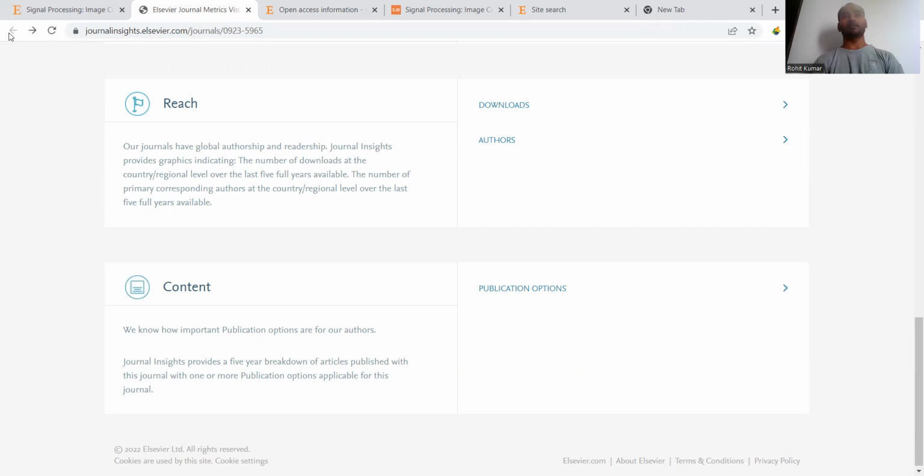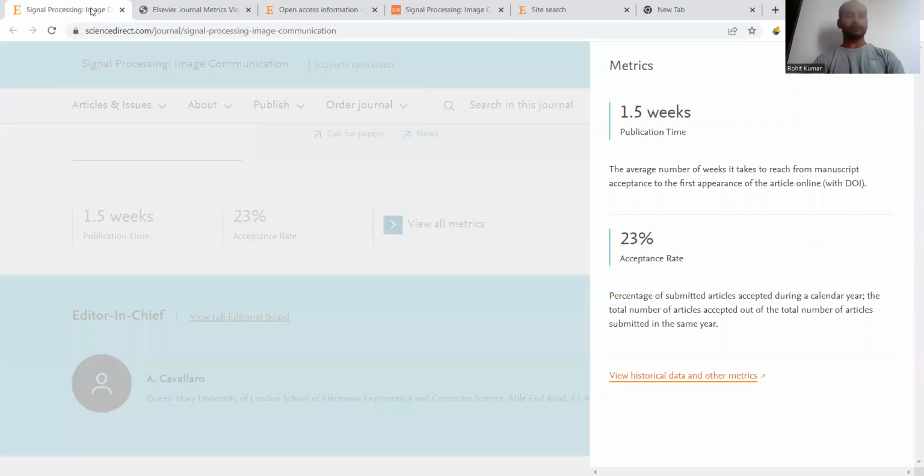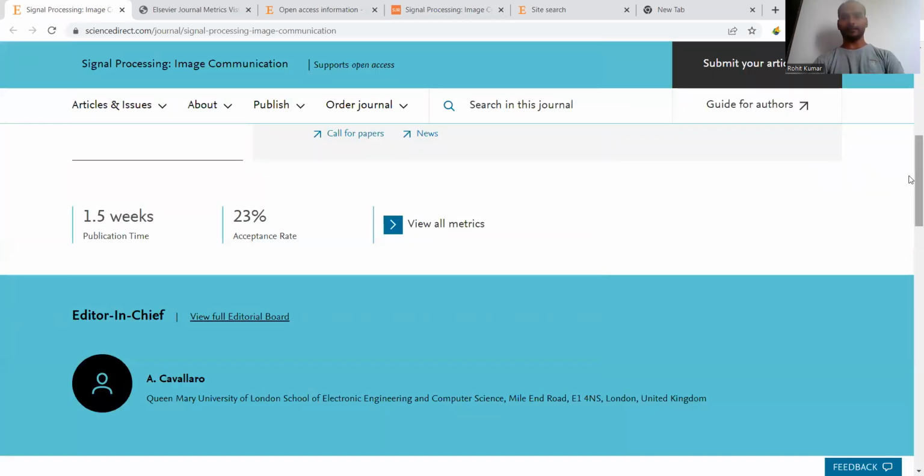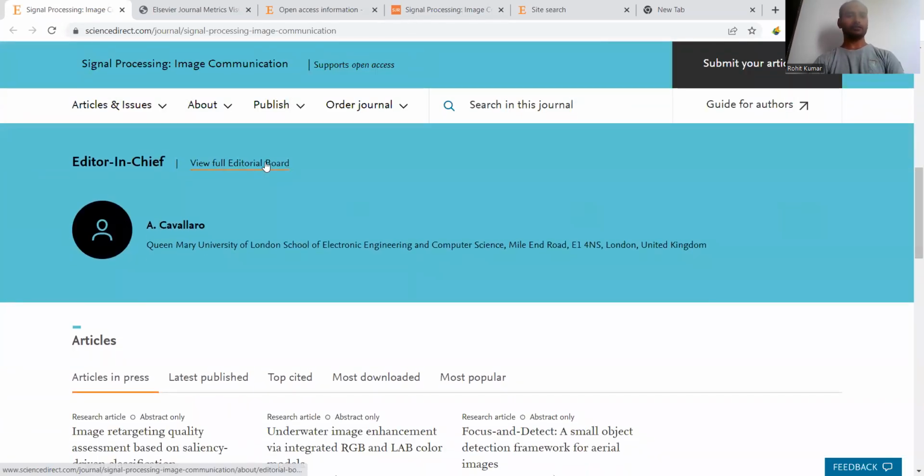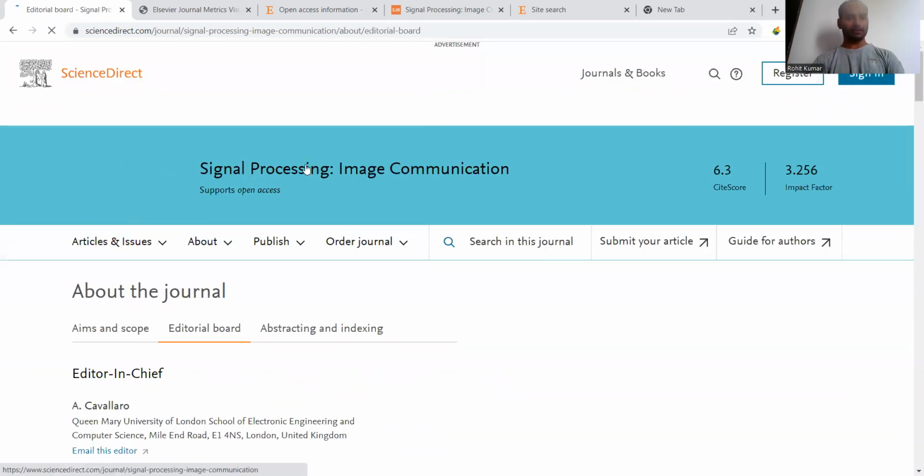But again, it raises another point: you can't judge an author's contribution to a particular field just by looking at their citations. Authors are different, their works are different, their interests and research fields are different, so you can't compare two authors just by looking at their number of citations. Okay, that's my point. So I think we should come back, and now let's see the editorial board, and I think most of the members are going to be from China.